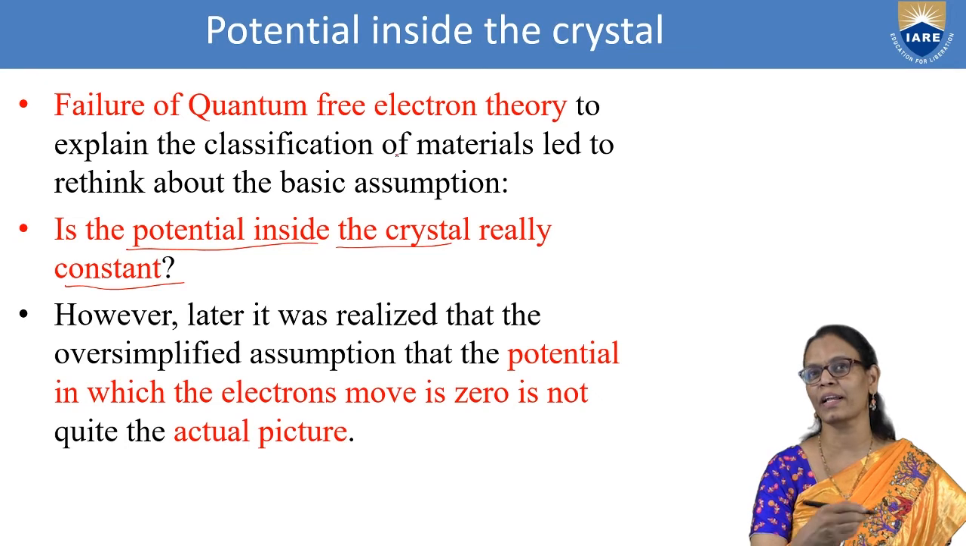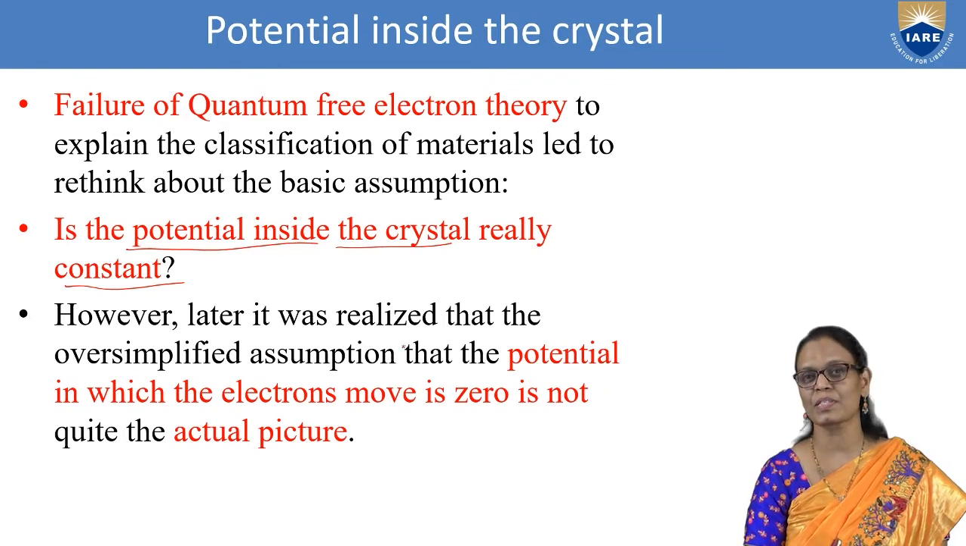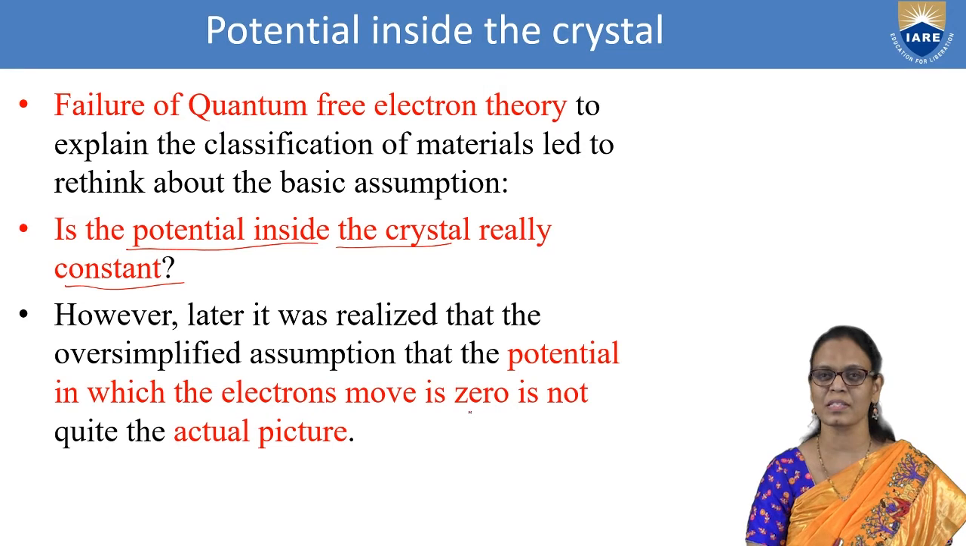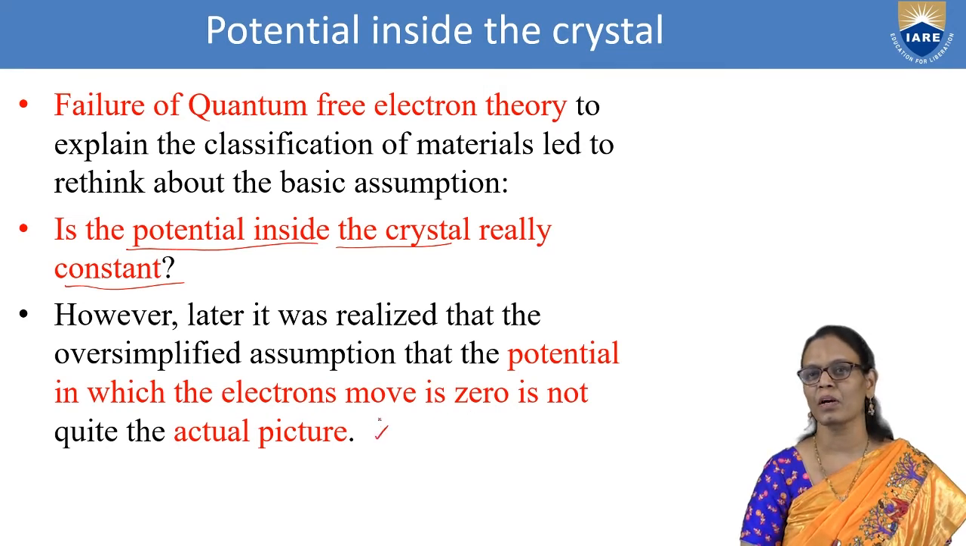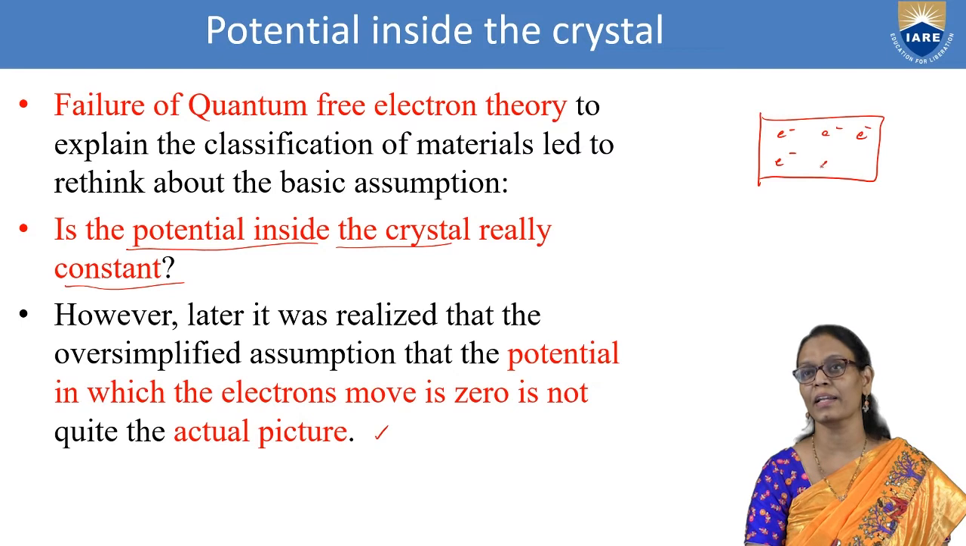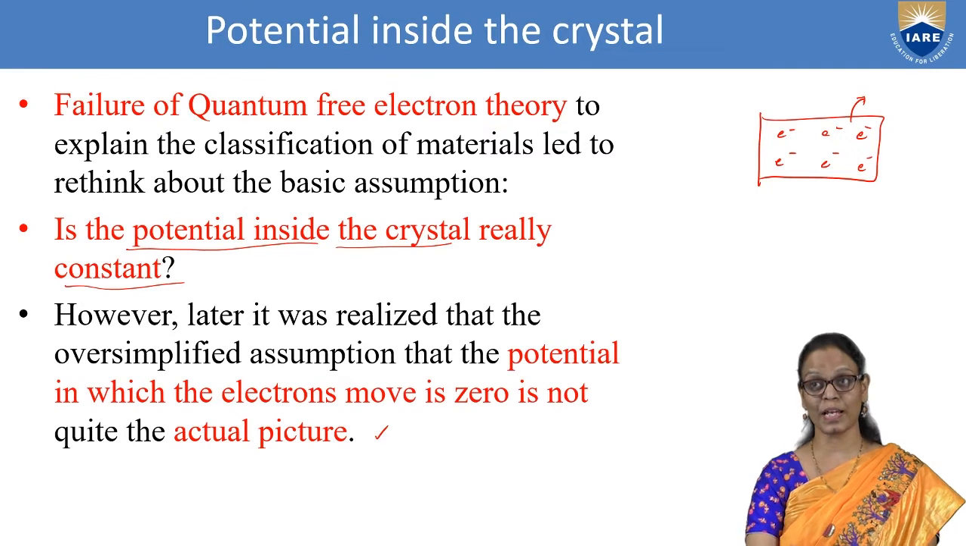Because they failed, they started to look back and see what were the assumptions that were made and are the assumptions correct? Then later on it was realized that the oversimplified assumption that the potential in which the electrons move is zero or constant is not the actual picture. What they considered is whenever you have a metal, the electrons move, and as long as they are inside the metal or the solid, they are under constant potential, and only at the surface they have to overcome that infinite potential. That was the assumption made.